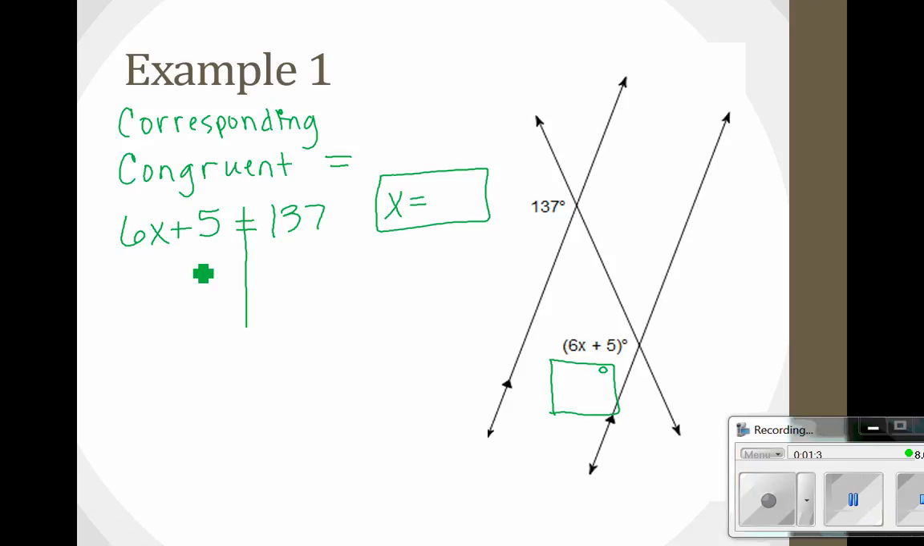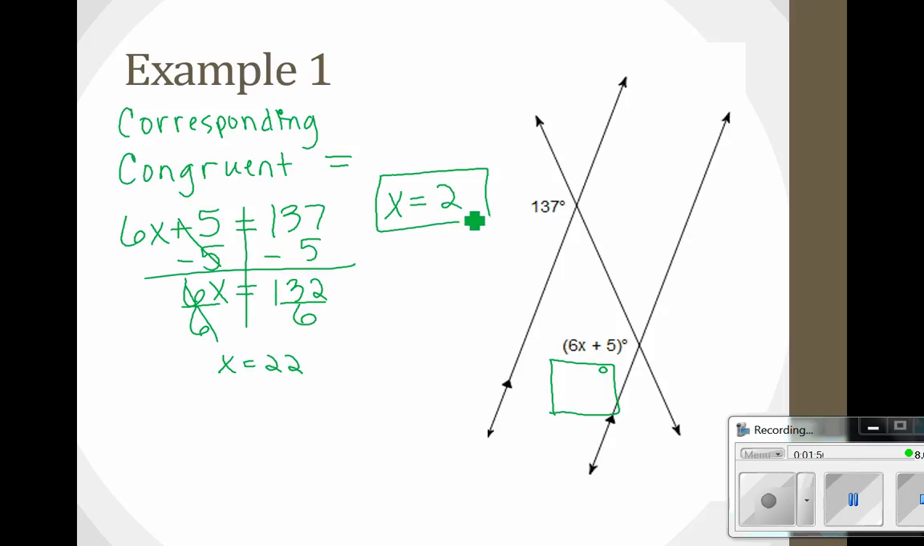First, we will subtract 5 from both sides. That cancels, and we have 6x equals 137 minus 5 is 132. I divide both sides by 6. That cancels, and I have x equals 22. So I can fill in that box. And now I'm going to go to this box right here. And I should already know that because they're congruent, it's going to equal 137 degrees.